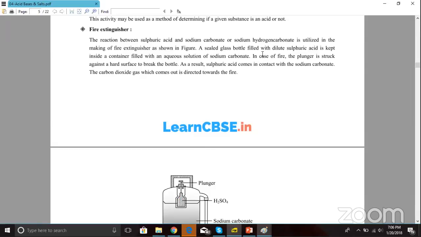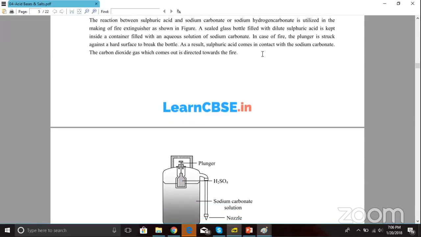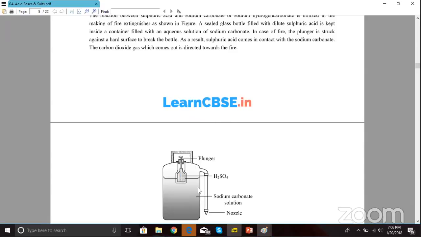A sealed glass tube filled with dilute sulfuric acid is kept in the container. So this is the container, and in this one we have placed a small container which is filled with H2SO4. This contains the sodium carbonate solution. Now once this plunger is on, what will happen? The reaction between the H2SO4 and the sodium carbonate will take place. Immediately, from this nozzle, we will get a lot of carbon dioxide gas.